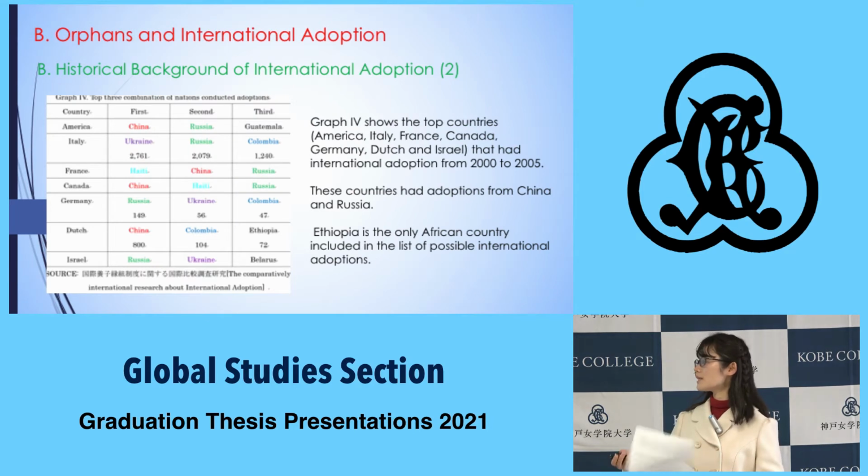Historical background of international adoption. Graph 4 shows the top countries that had international adoption from 2000 to 2005. Most adoptions were from China and Russia. Ethiopia is the only African country included in the list of possible international adoption.